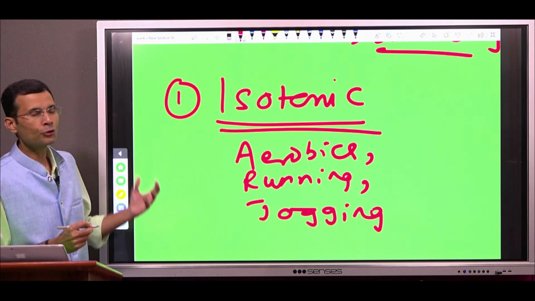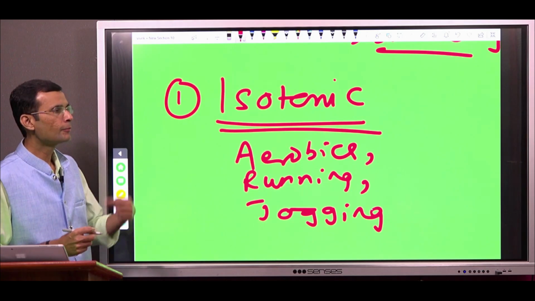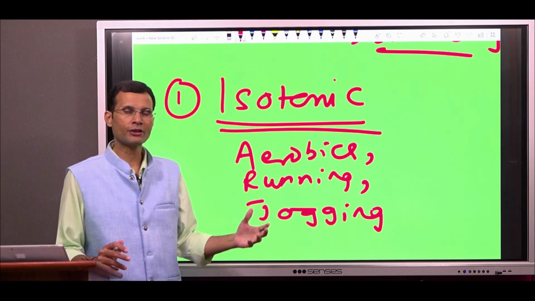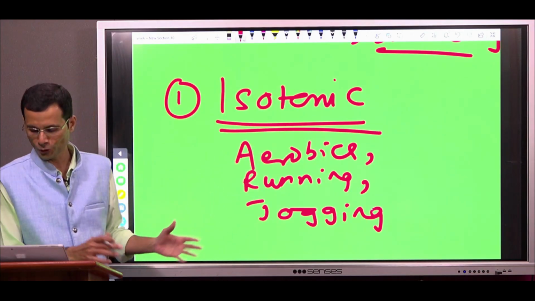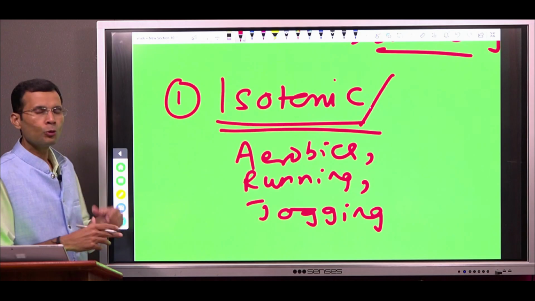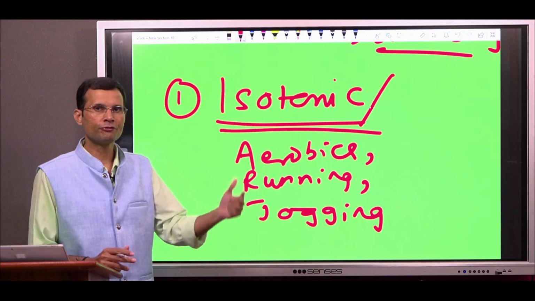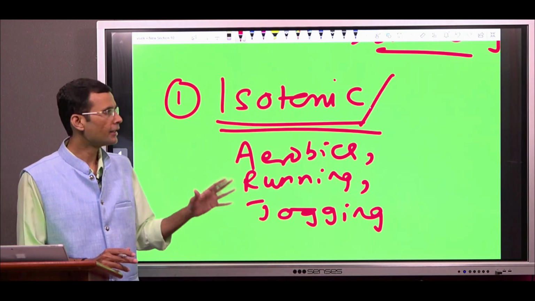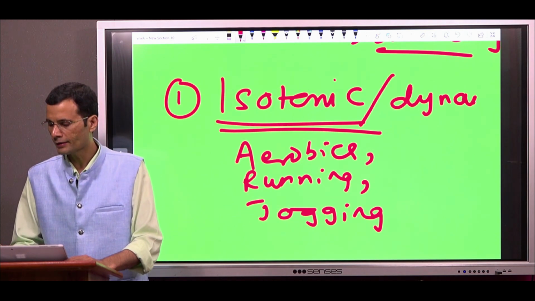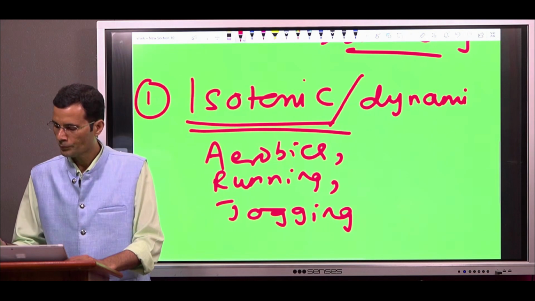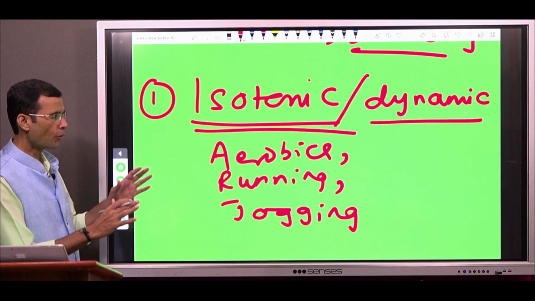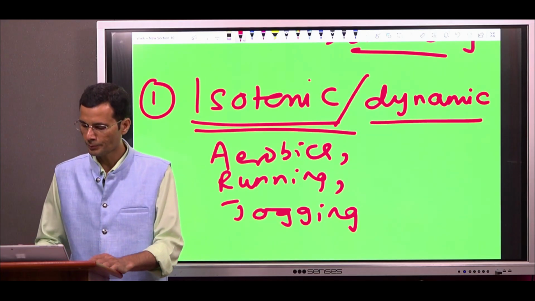These are all isotonic exercises because there is shortening of the muscle happening in these types of contractions or these types of exercises. Basically, low intensity repetitive types of contractions happen in these exercises. So, they are also called dynamic exercises, whole body exercises, dynamic exercises.